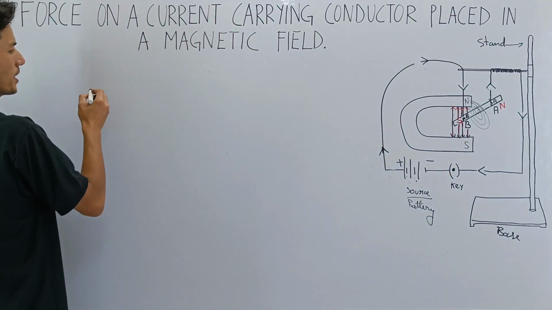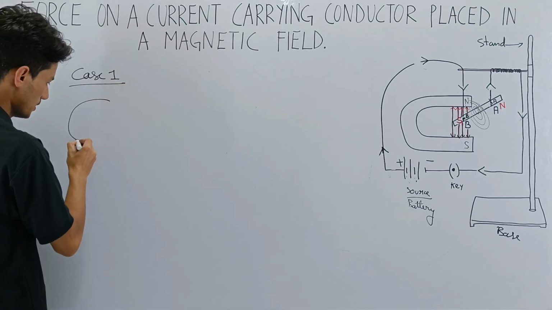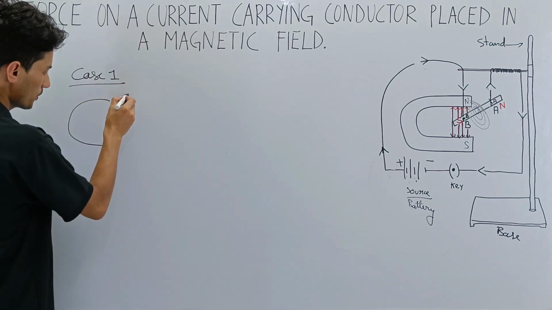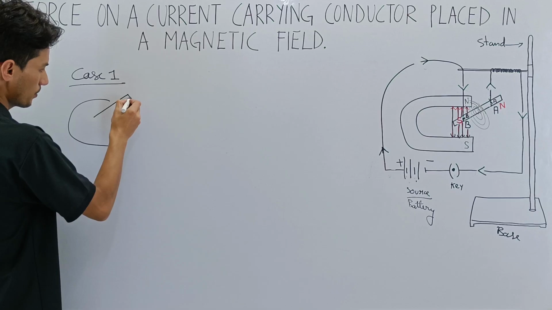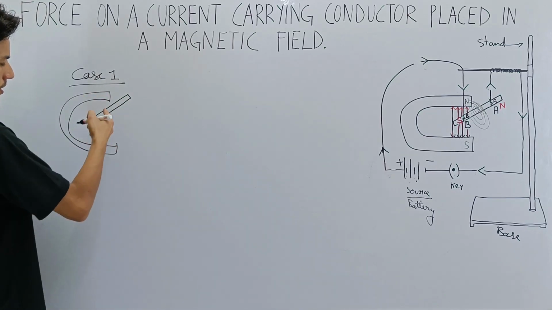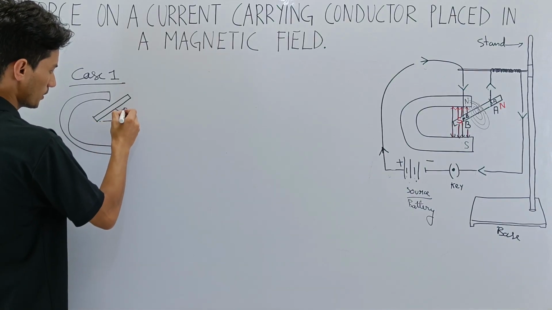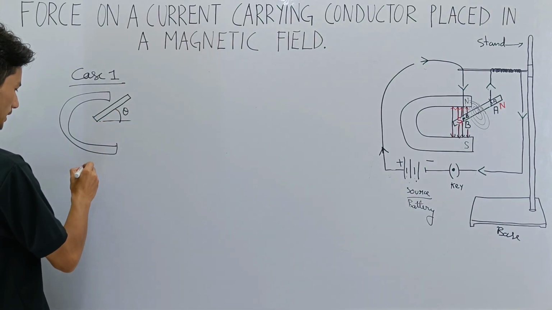So there are three cases. Case one. In case one, the conductor is kept like this. If the conductor is kept like this, inclined, and this is the magnet. Now this is called incline. So incline, there's a certain angle here.